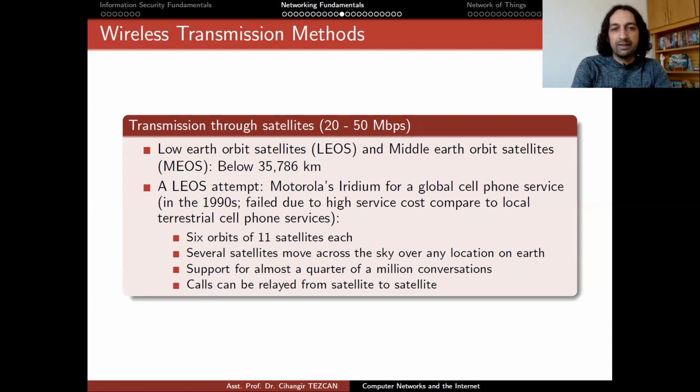6 orbits of 11 satellites each. Several satellites move across the sky over any location on Earth. Support for almost 250,000 conversations. Calls can be relayed from satellite to satellite.